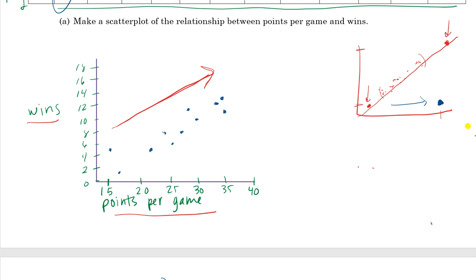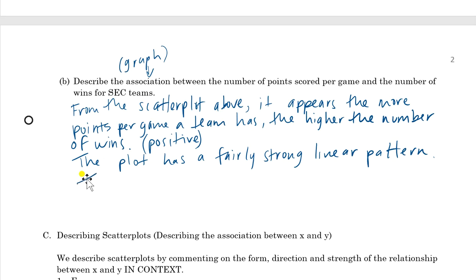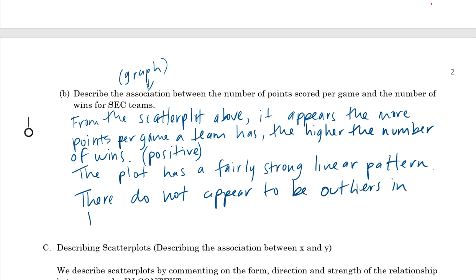when I'm looking at outliers in a scatter plot, you have two types. And we're going to get more into the vocabulary with that later. But you have outliers that are in line with the data, and then you have outliers that are not in line with the data. In this case, for our points per game and wins, we have two potential outliers, but they're in line with the rest of the data. And for my money, they're not that far away from everything else. So I'm going to go ahead and just say there do not appear to be outliers in this data.